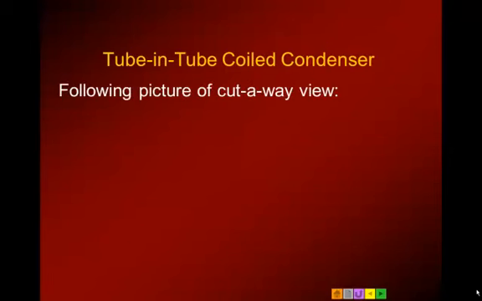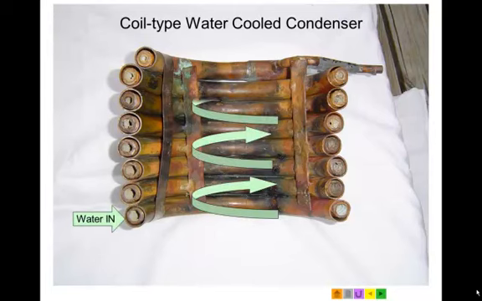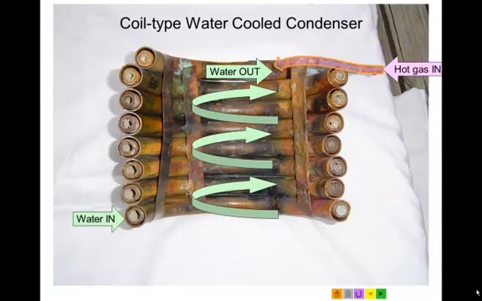Tube within a tube coil condenser. Following is a picture of a cutaway view where the water uses the inner pipe and the refrigerant circulates around it. Here is one that has been cut apart, and the water is in, goes all around, and the refrigerant is going around the outer pipe. The inner pipe having water, the outer pipe between the 2 pipes is the refrigerant flow.